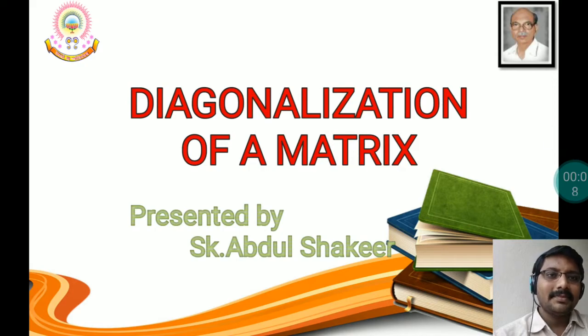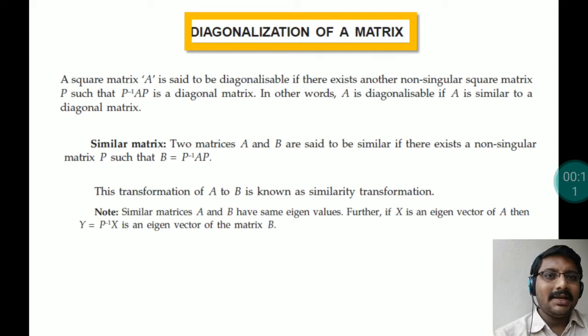In this class I would like to explain diagonalization of a matrix. The definition: a square matrix capital A is said to be diagonalizable if there exists another non-singular square matrix P such that P inverse AP is a diagonal matrix. Square matrix means rows and columns are equal. Another matrix P must exist, which is a square matrix, such that the result of P inverse AP must be a diagonal matrix.